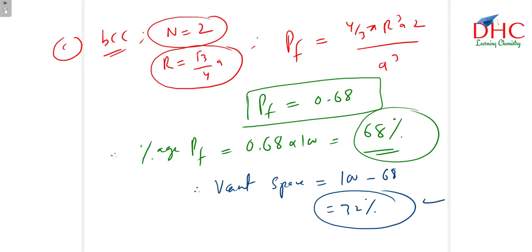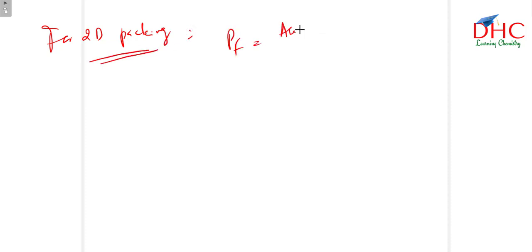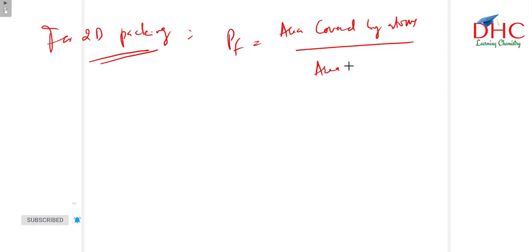Now if you go by two-dimensional packing, so for 2D, packing fraction is equal to area covered by atoms divided by area of unit cell. Area covered by atoms in a unit cell. How much area is covered by the atoms in a unit cell, divided by what is the area of the unit cell, that gives you packing fraction in 2D.